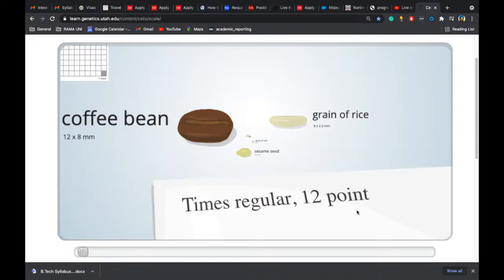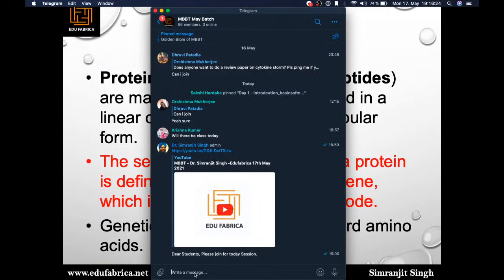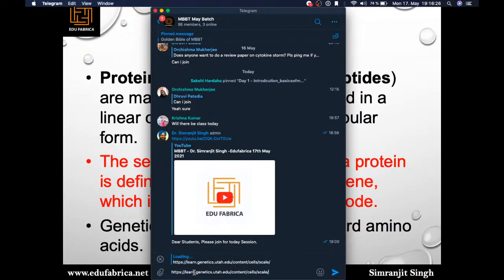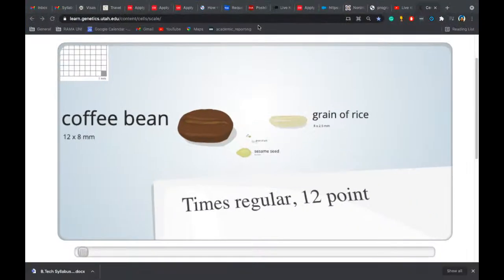This is what you will write in your review articles. Times regular 12 point, distance between each space should be one millimeter. Yeah, like so. So that's quite a sarcastic comparison, we can say. But I really like it. I should have started my lectures with this, but I forgot on that day. Anyhow, I have incorporated this in today's lecture. So there are some more videos I want to incorporate into this today.